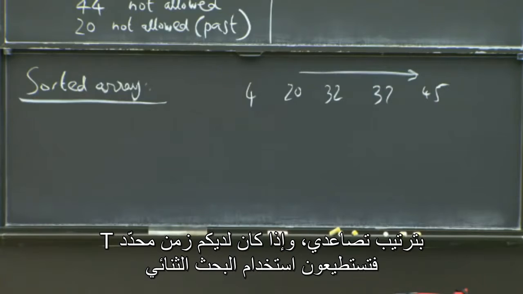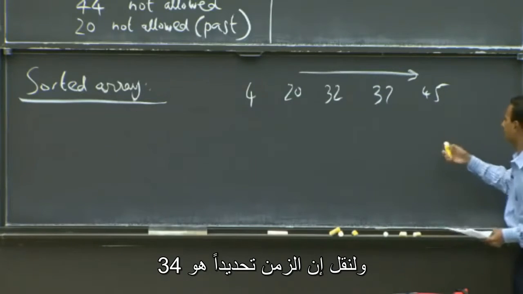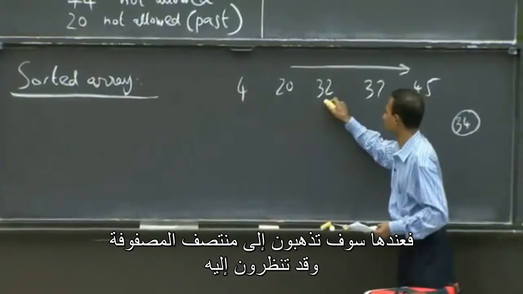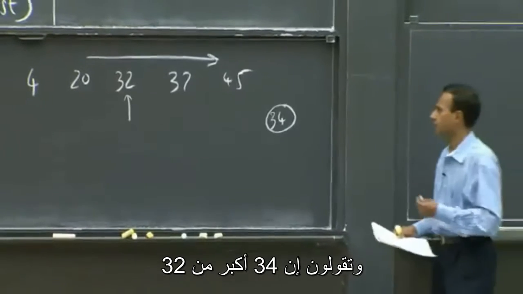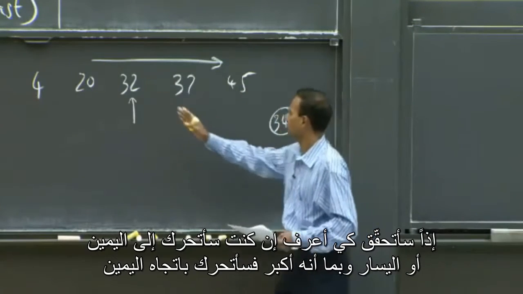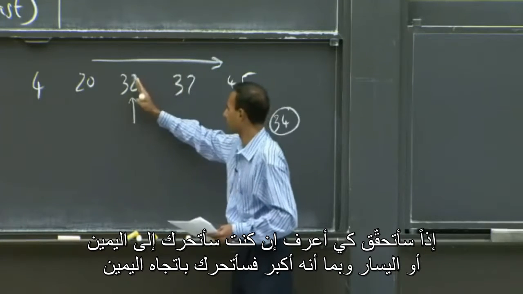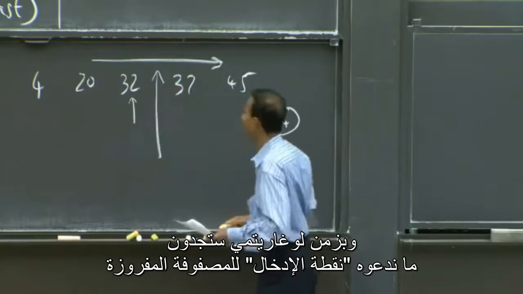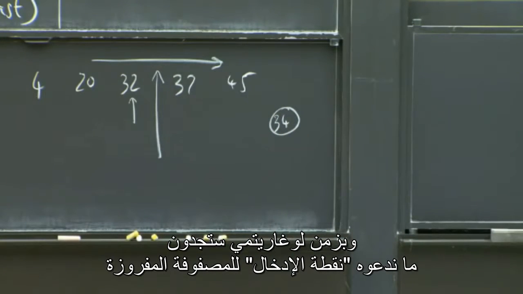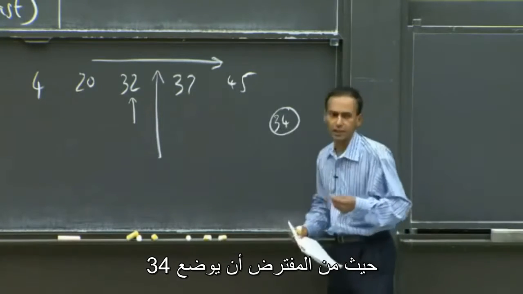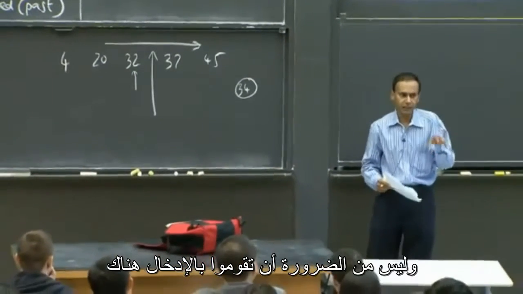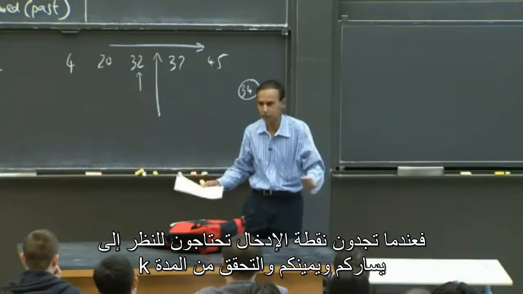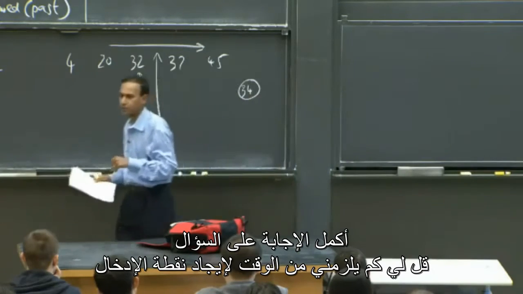And if you get a particular time t, you can use binary search. And let's say in particular the time is, for example, 34. Then what you do is you go to the midpoint of the array, and maybe you just look at that, and you say, oh, 34 is greater than 32, so I'm going to move to the right, and within logarithmic time, you'll find what we call the insertion point of this sorted array where this 34 is supposed to sit, okay? And you don't necessarily get to insert there. You need to look, once you've found the insertion point, to your left and to your right and do the k-minute check, okay?